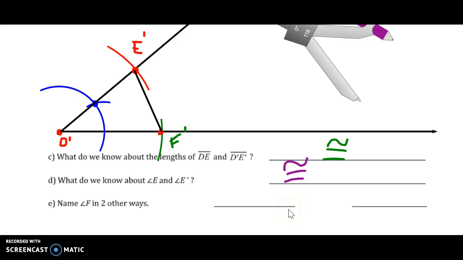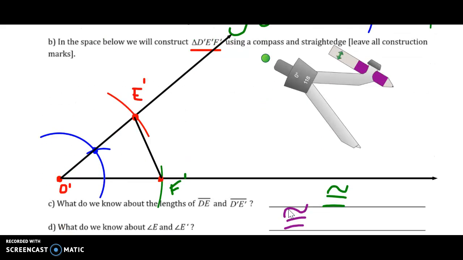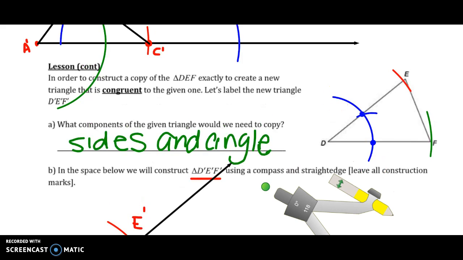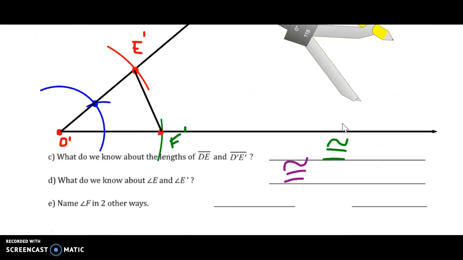Name angle F in two other ways. So we have angle F over here. We want to label that in two other ways: angle EFD, and angle DFE. The most important thing here is that that vertex is the middle point in your naming of the angle.